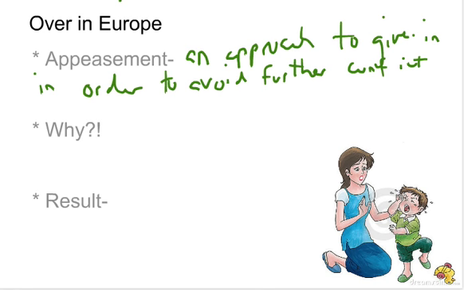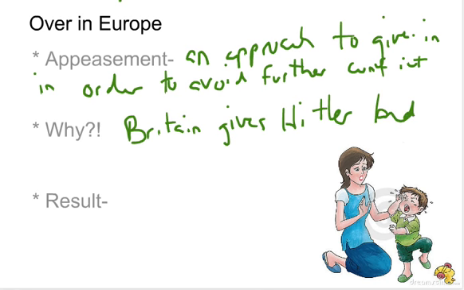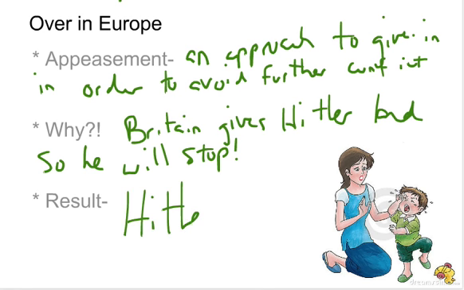The reason why European leaders, Britain in particular, give Hitler land is so he will stop taking over land. And so it's like, fine, you can have this, but you're not going to get the next one. Okay, fine, you can have this, but that's it. Okay, you can have this piece of land, but that's the last piece of land you're getting. And eventually, what the result is that Hitler never stops.